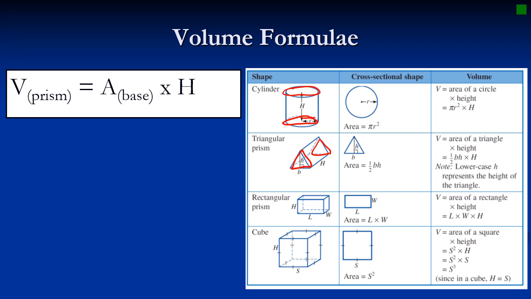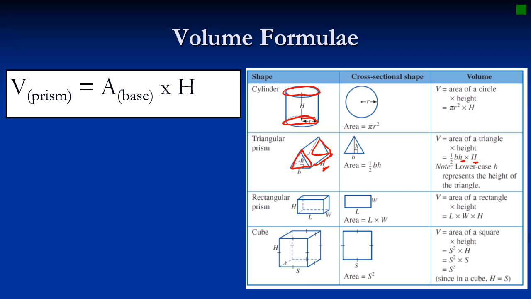To work out the area of a triangle, remember it's just half the base times the height, and then you just have to multiply by the big H in this case, the height of the prism, to get the volume. So we can see that we've got 2 heights here. Don't get confused with that. We've got a little h for the height of the triangle, and then a big H denoting the height of the triangular prism.